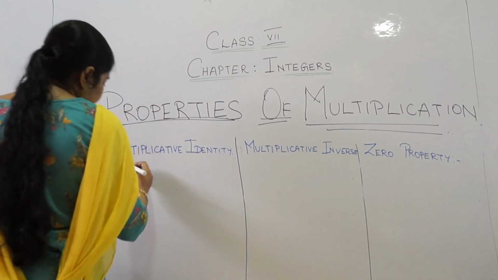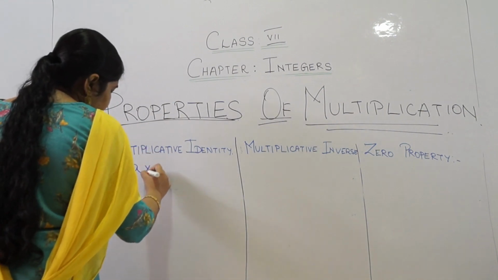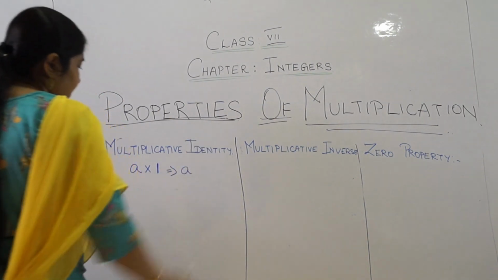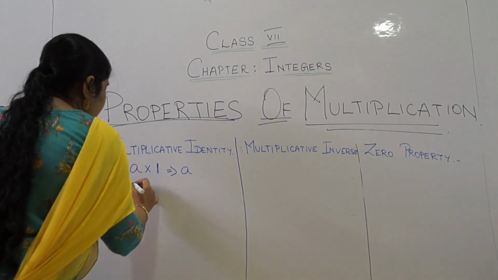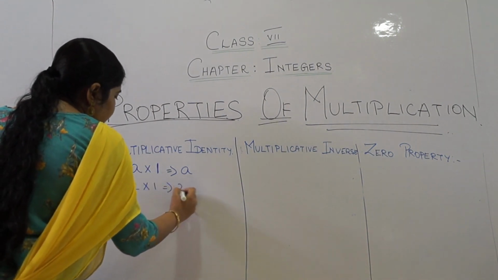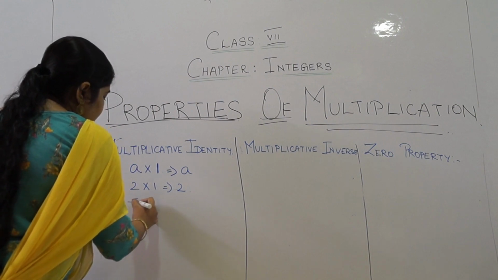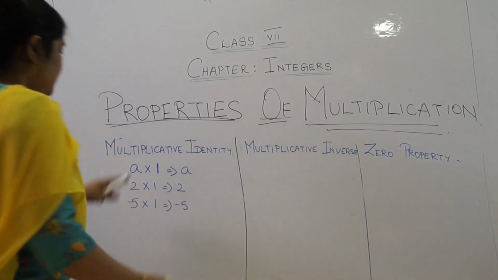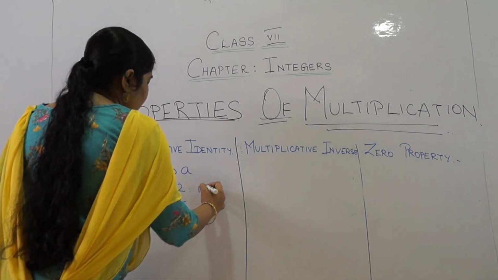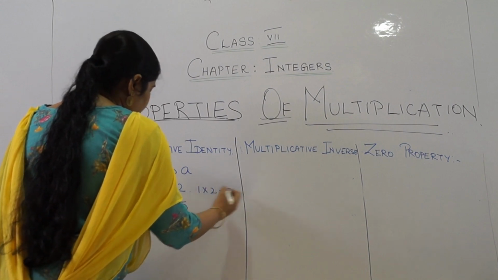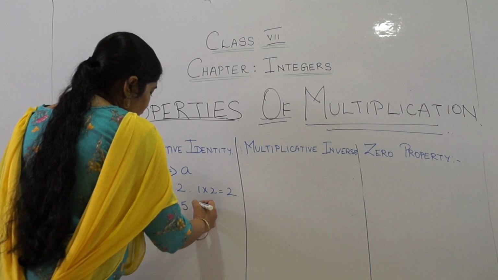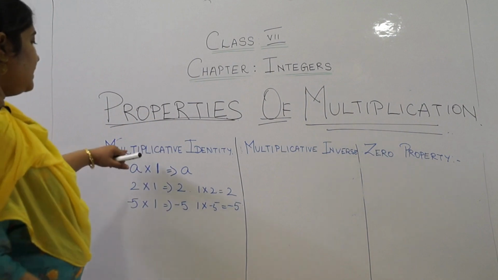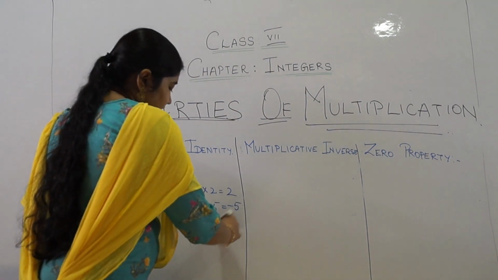When I take an integer a and multiply it with the identity, that is 1, it should give me the integer itself. Yes, so take an integer, say 2 into 1 will give me 2, that is the integer itself. Suppose I take the integer to be minus 5, into 1 will give me minus 5 itself. So similarly 2 into 1 or 1 into 2 is going to give me 2 only. Again minus 5 into 1 or 1 into minus 5 is going to give me minus 5 only. So we can say that multiplicative identity element exists.